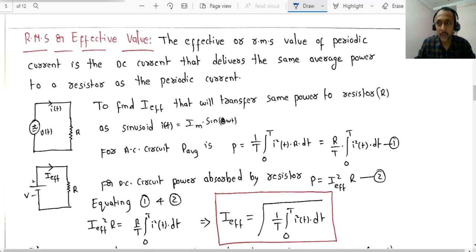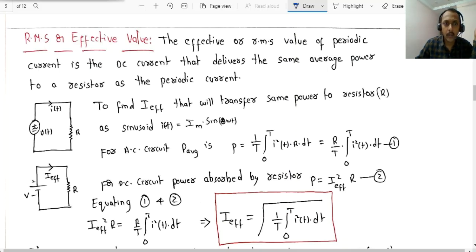In this video, we are going to discuss the RMS or effective value. Dear students, before watching this video, please complete watching the peak value, peak to peak value, instantaneous value, and average value concepts. Then only you can understand this RMS or effective value. Clear?